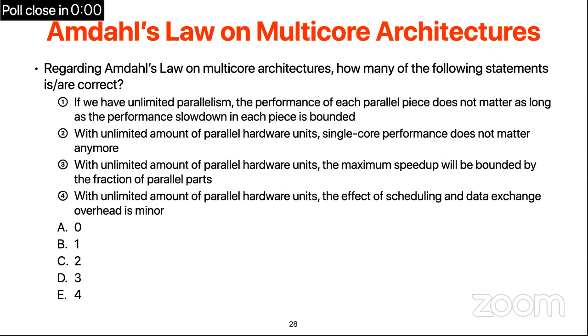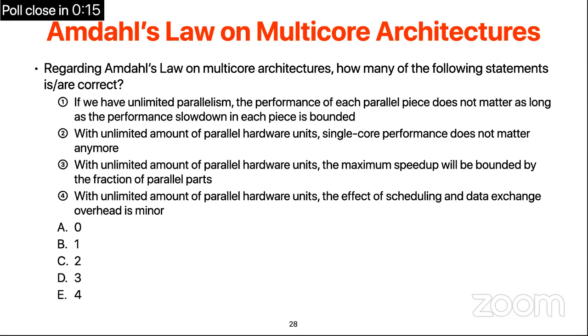What do you think? For our group, we thought 1 and 3 were the true statements. For number 1, we weren't exactly sure, but I guess if everything is unlimited parallelism, then the performance will be determined by the slowest piece. Then single core performance does matter because we don't want it to take forever.